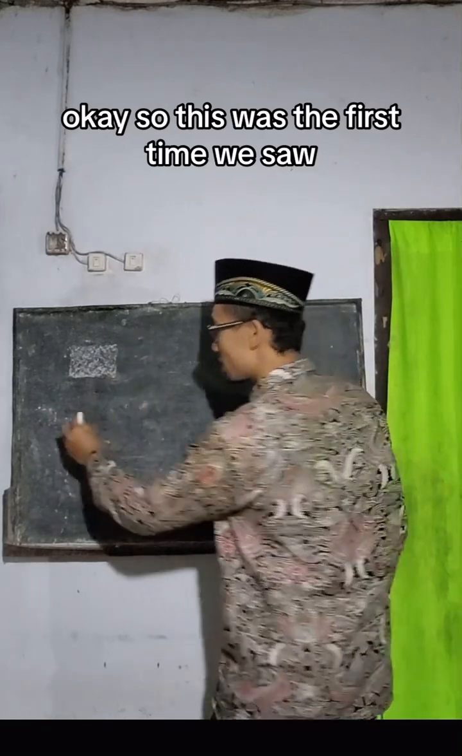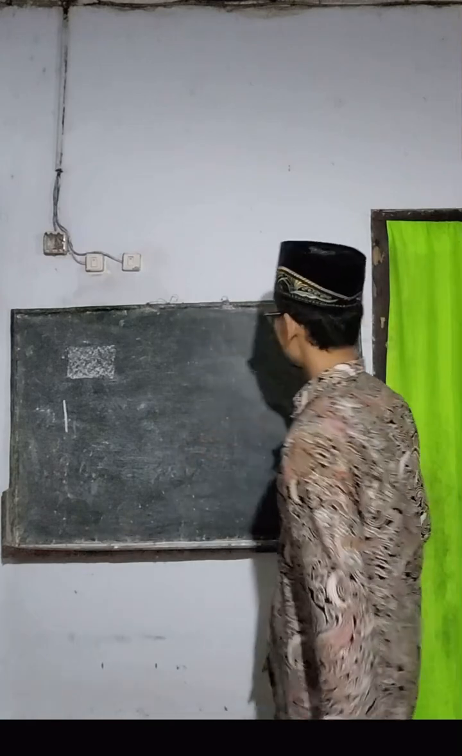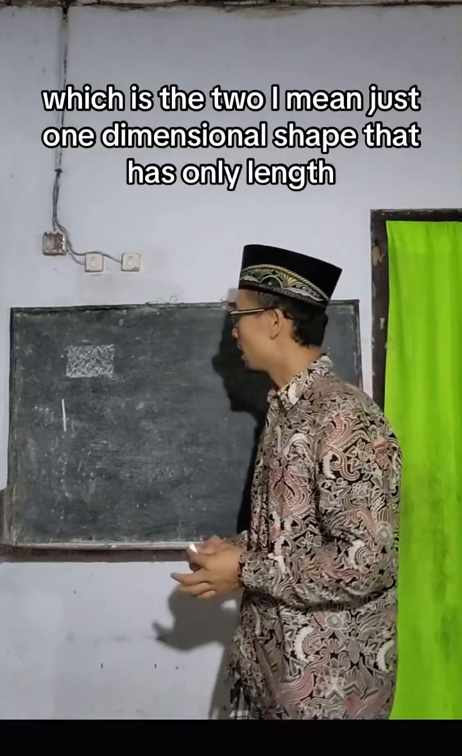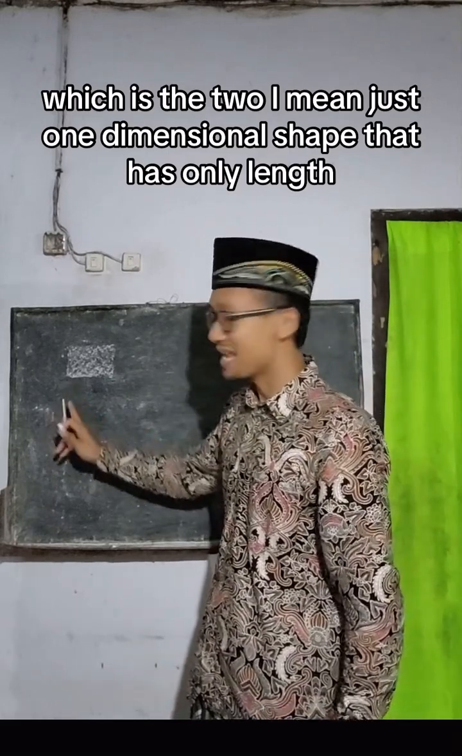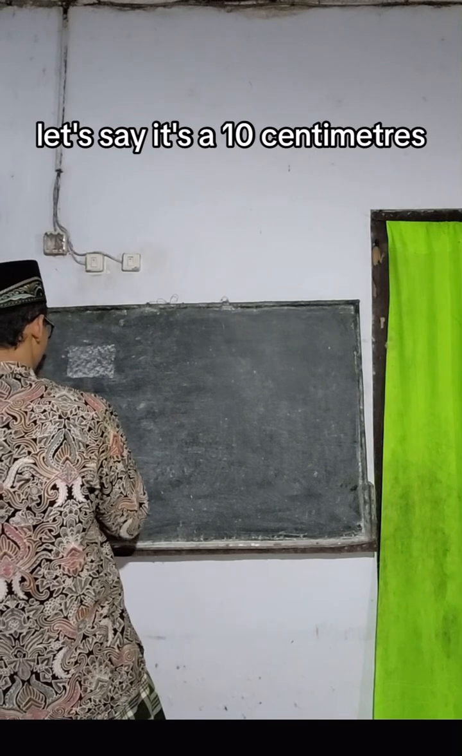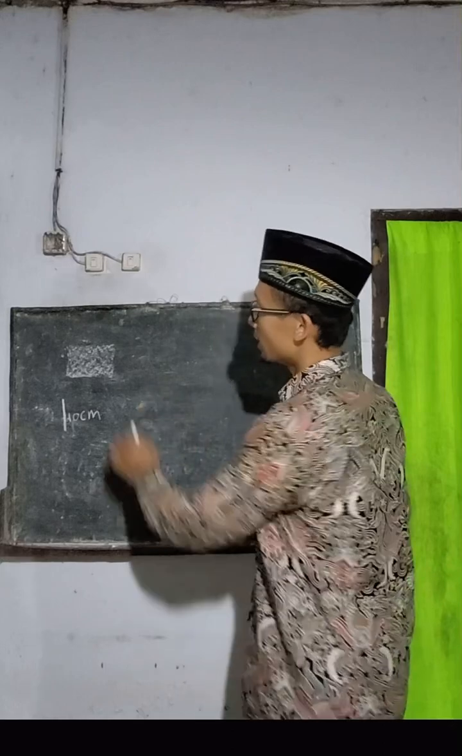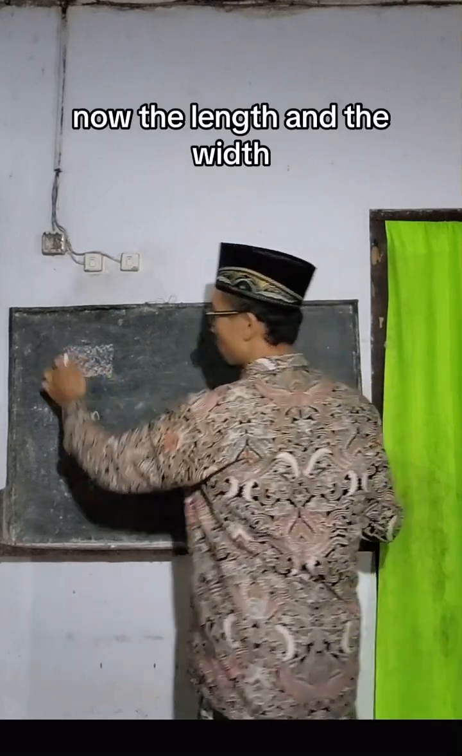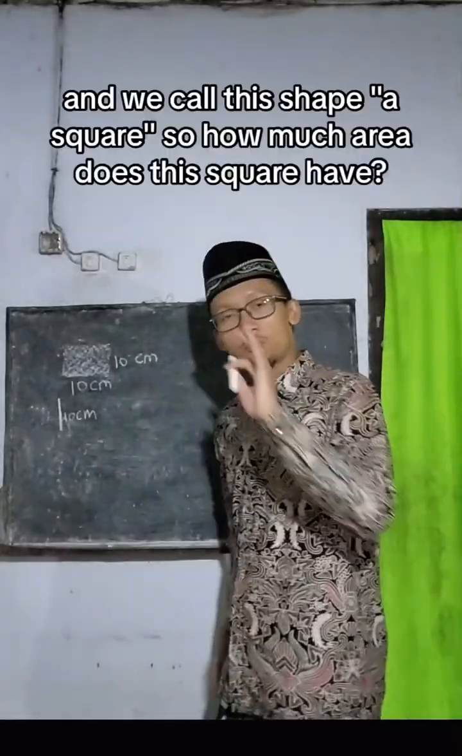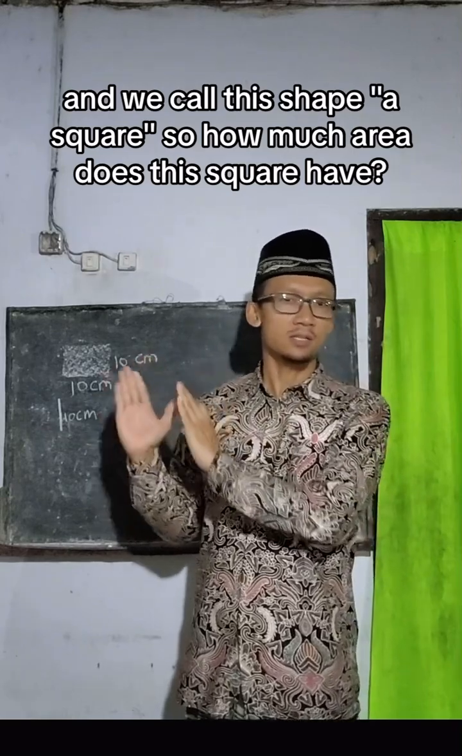Okay, so this was the first time we saw a one-dimensional shape that has only length. Let's say it's 10 centimeters. Okay. Now, the length and the width both are 10. And we call this shape a square. So, how much area does this square have?